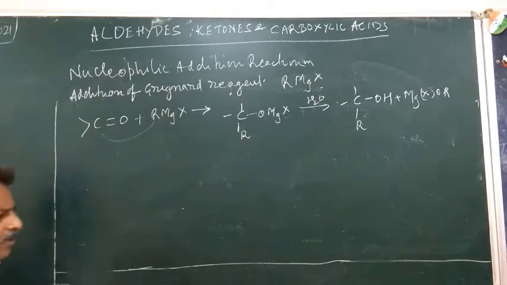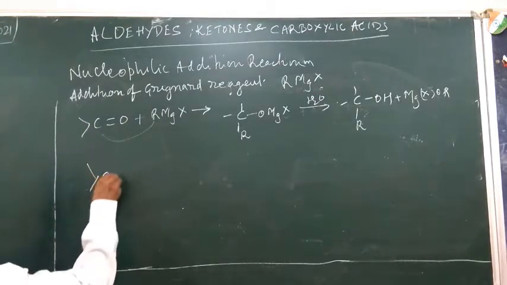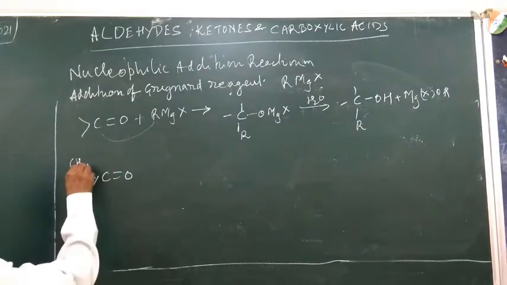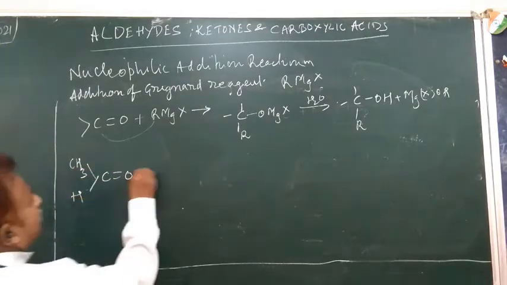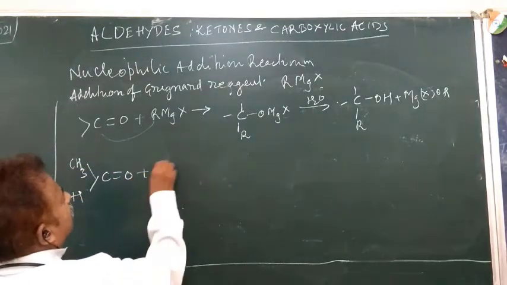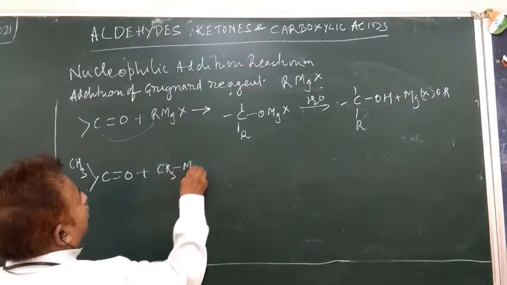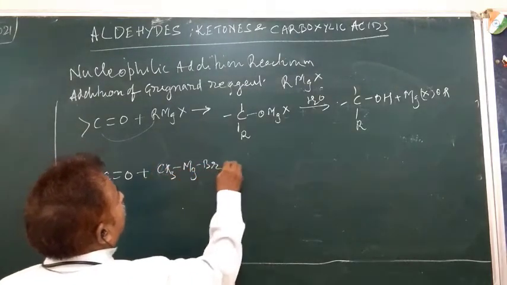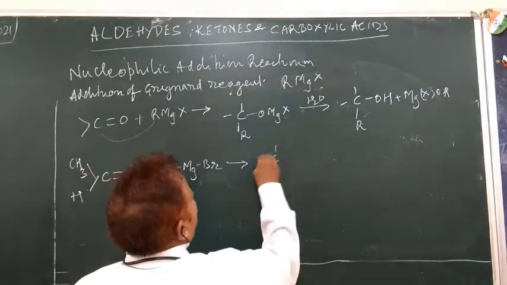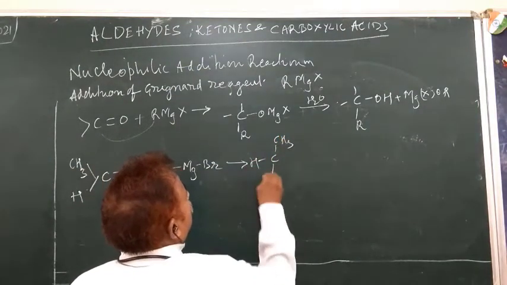Now let us see the addition of Grignard reagent to aldehydes. CH3CHO plus methyl magnesium bromide, and we get CH3CH(CH3).